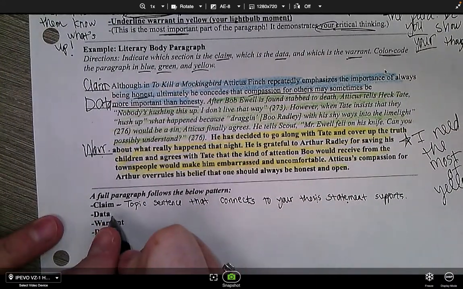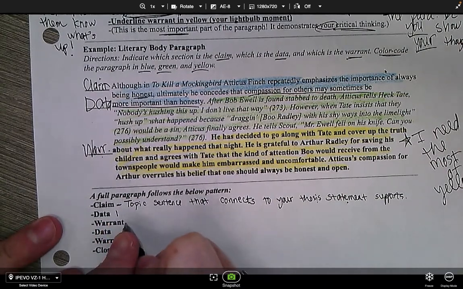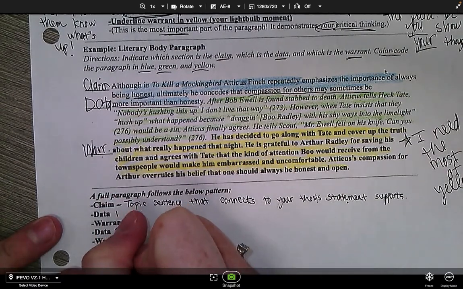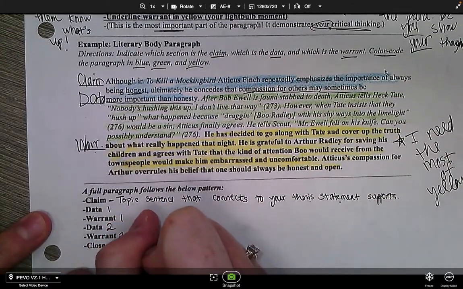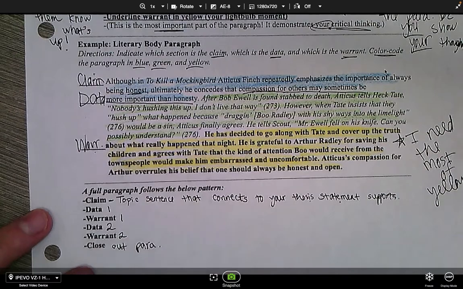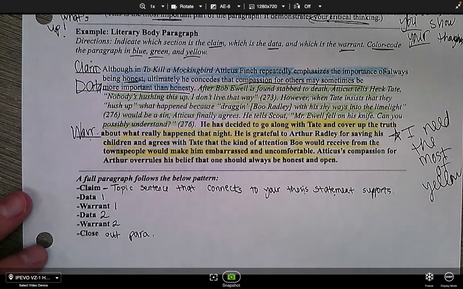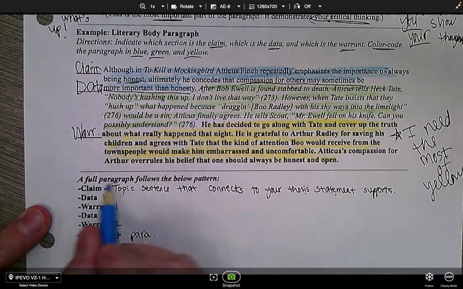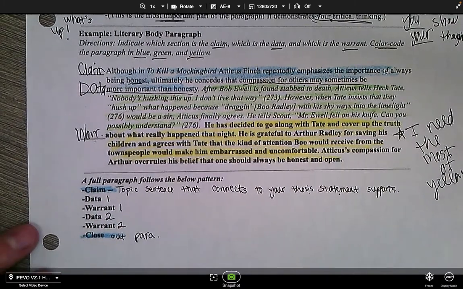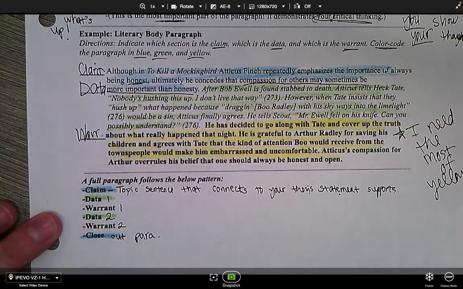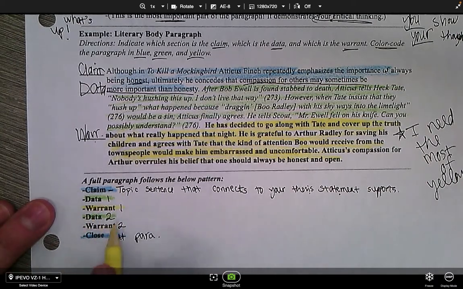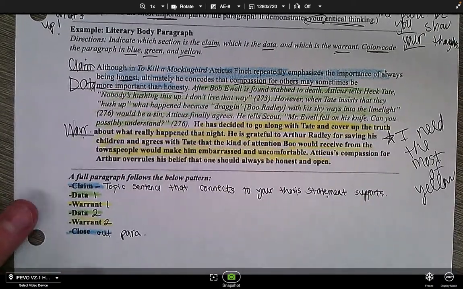All right. Then you will have your data 1, warrant 1, data 2, warrant 2. And then you close out the paragraph. What color should we close the paragraph out in so it's kind of matchy-matchy? Blue. So go ahead and highlight this so your claim and your closeout are blue. You just want to close it out so it doesn't chop off. All right. Data again, green. Warrant yellow.